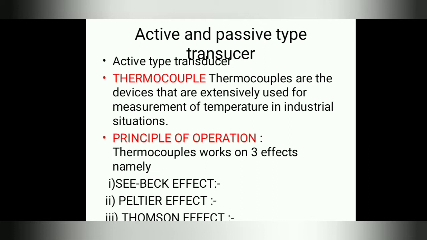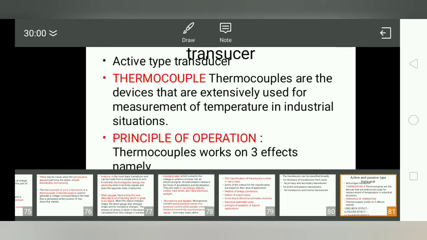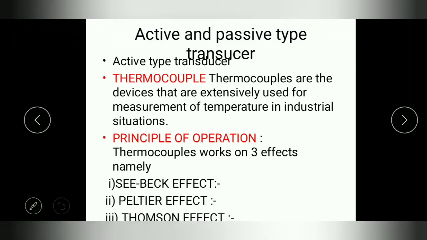So the first classification of transducers is active and passive type transducers. We can see an example of an active transducer first, or we will discuss an active transducer first. A thermocouple is an example of an active transducer. So what happens in a thermocouple? In a thermocouple, if two dissimilar metals are connected at the junctions, the thermocouple will generate some voltage depending upon the temperature or heat at the junction of the two dissimilar metals. So what is happening there is that the sensing and transduction is taking place simultaneously in a thermocouple.